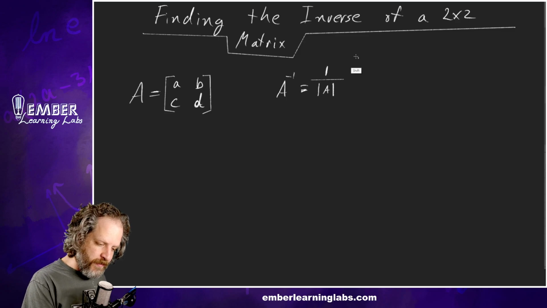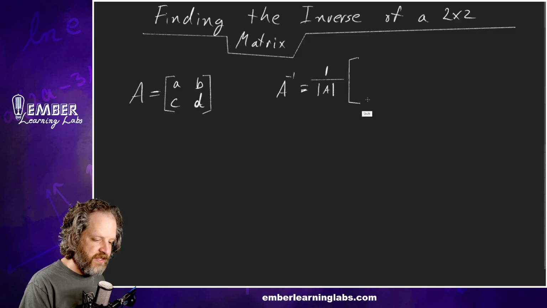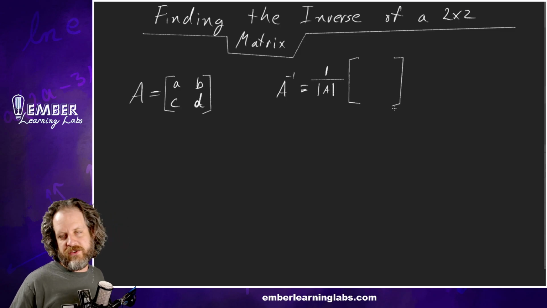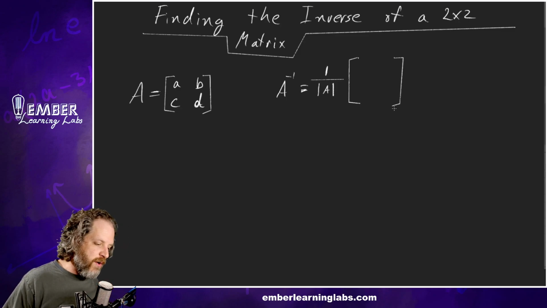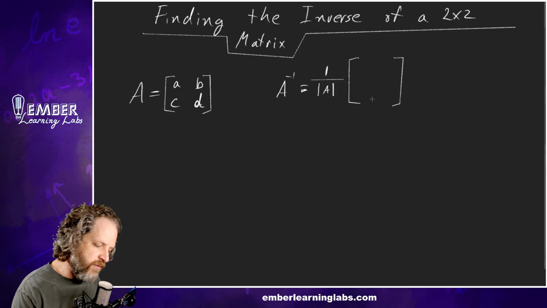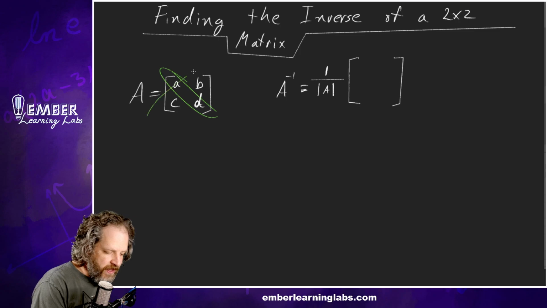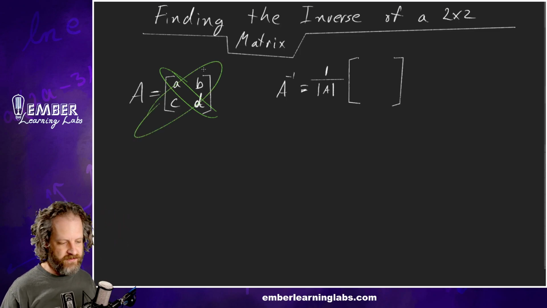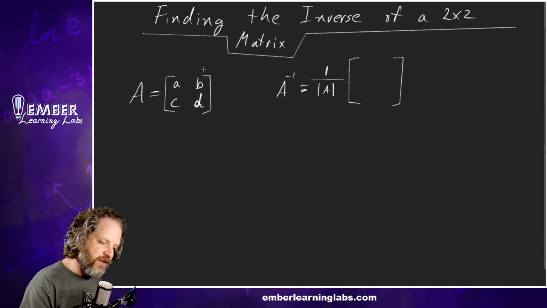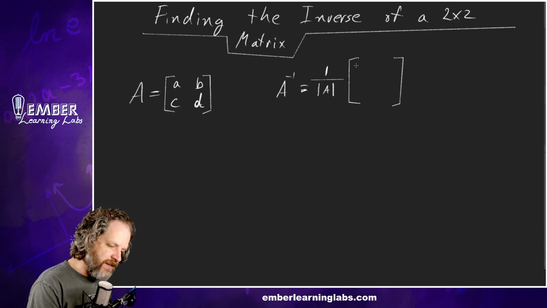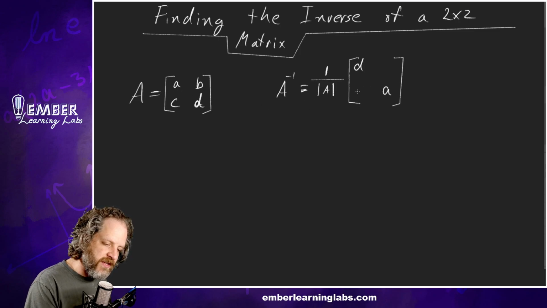Times, and this is a little bit tricky, but it's just something you're going to have to memorize. We're going to flip stuff along the diagonals, and you just have to remember the pattern. These two change places, and these two change signs. So let me write that out. That's going to turn into D right here and A right here. So these two switch places, and these two switch signs: negative C and negative B.